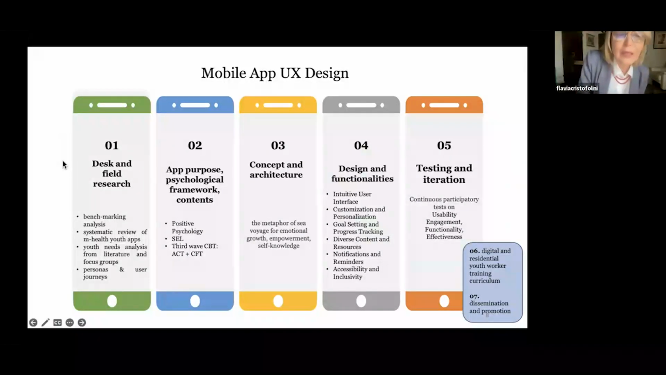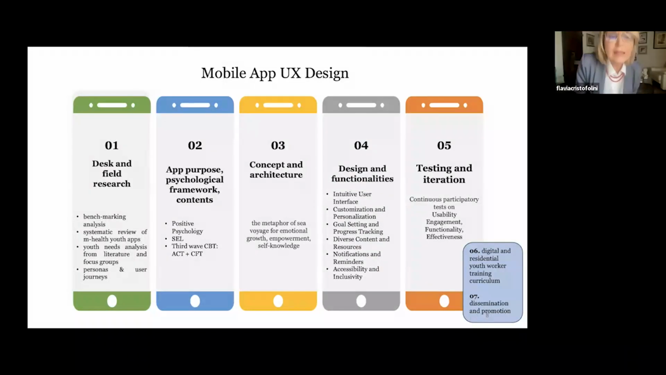So we started from desk and field research with benchmarking analysis, a systematic review of the existing youth mental health apps, youth needs analysis from literature and also these focus groups, and the identification of the personas and the users' journeys. As a second step, we identified, as I was saying, the app purpose and the psychological framework, with a careful choice of evidence-based psychological framework.